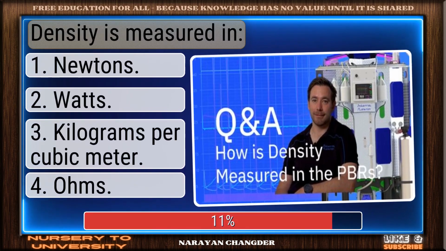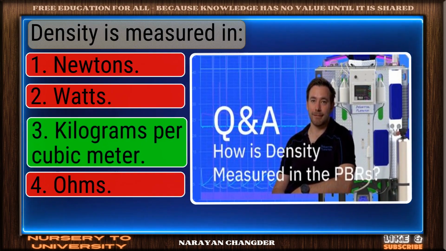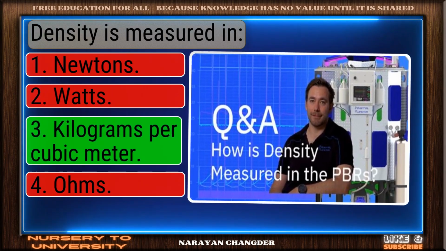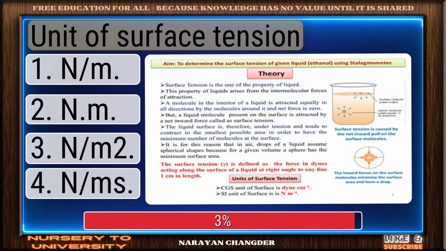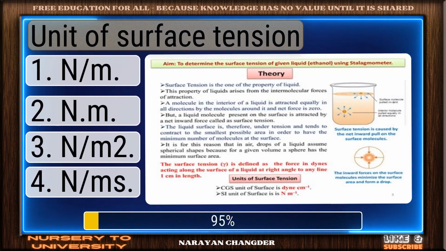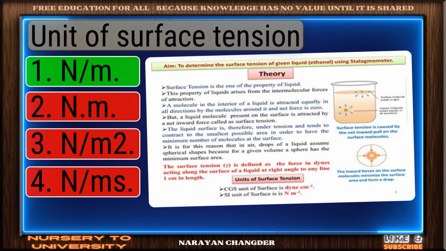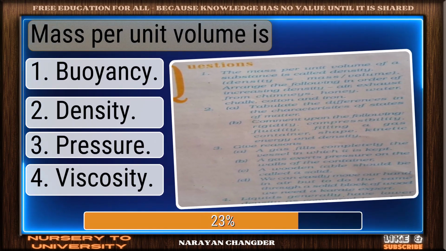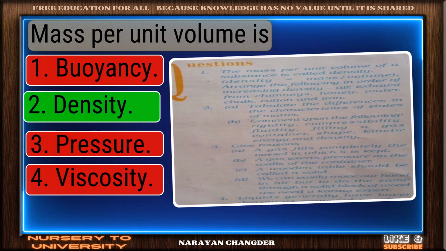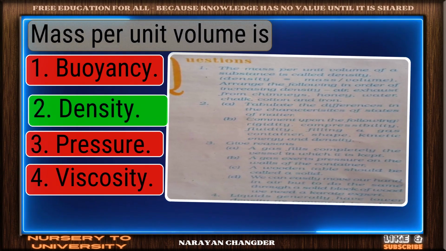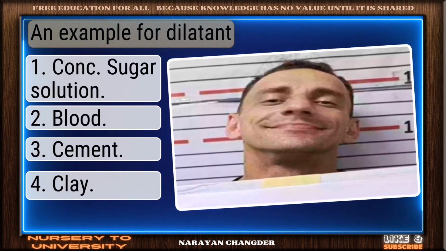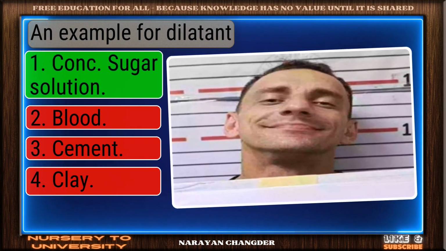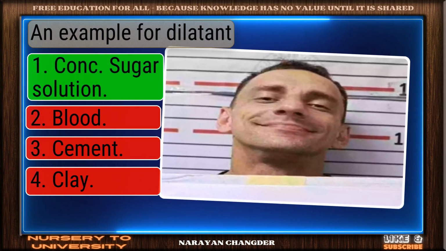Density is measured in. Right choice. Kilograms per cubic meter is the best answer. Unit of surface tension. Well done. N/m is the right choice. Mass per unit volume is. Excellent. Density is a brilliant choice. An example for dilatant. Good thinking. Corn starch sugar solution is the right answer.